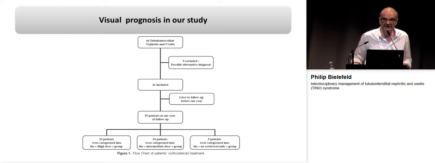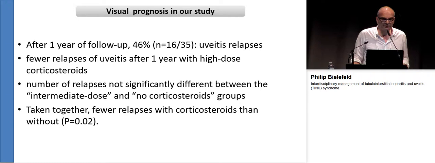At 1 year of follow-up, 46% had uveitis relapses, which looks like what is seen in literature. Fewer relapses at 1 year if high dose of cortisone, and no significant difference between intermediate dose and no cortisone groups on relapses. But taken together, few relapses when patients receive corticosteroids.